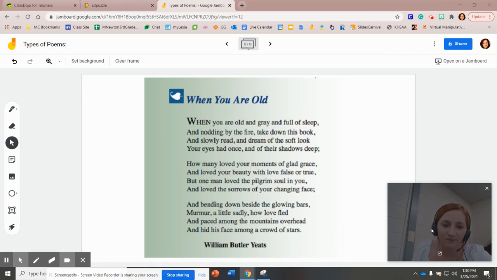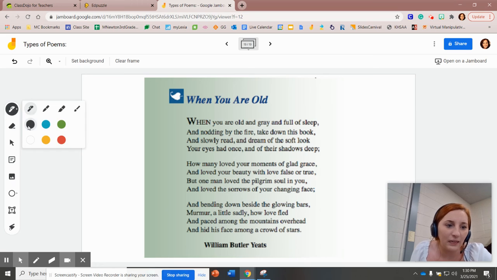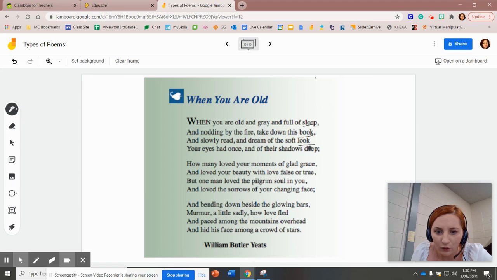William Butler Yeats. So this has 14 lines because this is the first line, this is the last line. And it does follow a rhyme scheme. When you're old and gray and full of sleep, book, look, deep. There are two sets of rhyming words, sleep and deep. So I'm going to label this letter A, and then come back down and label this letter A. Book, look. This would be B, because we have to go in order. A, B, B, and back to A.